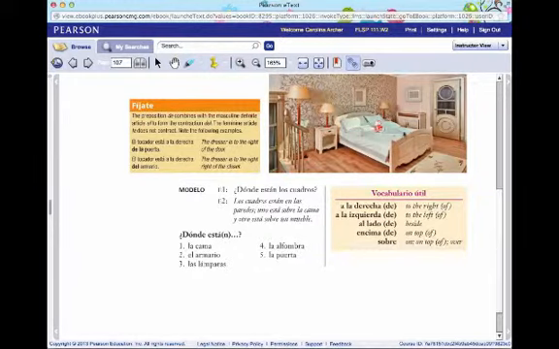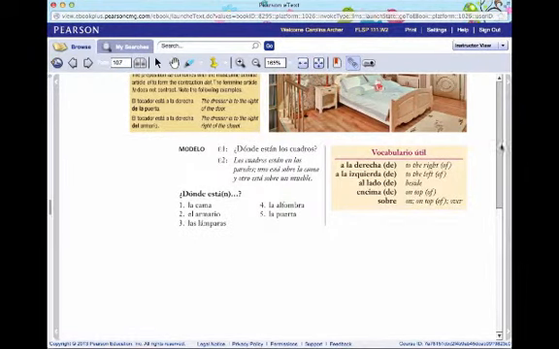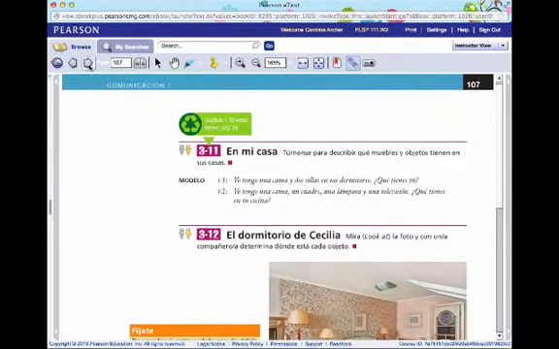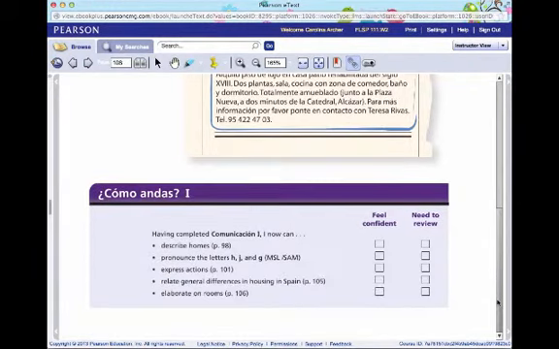Okay? So you could say, for example, la lámpara está al lado de la cama. The lamp is next to the bed, okay? Or beside. Muy bien. So you're going to have some activities with vocabulary and describing what there is in a room. Okay? Muy bien. And I believe that's all for today.